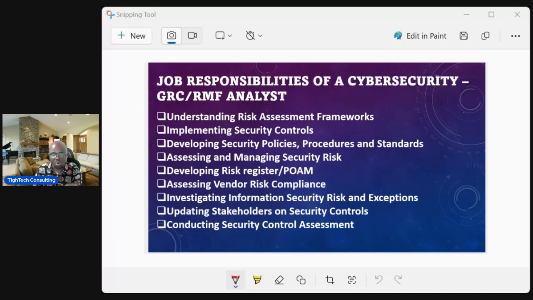These are some of the job responsibilities of a cybersecurity analyst who is looking into going into GRC or the risk management framework space. This list is not all inclusive. However, if you want to go into that space of GRC, you need to have an understanding of these job responsibilities. That is what you're getting yourself into. So you need to understand some of the job responsibilities.